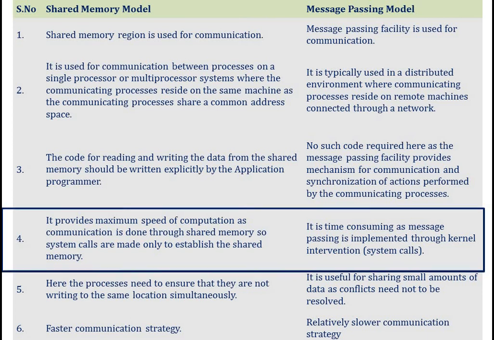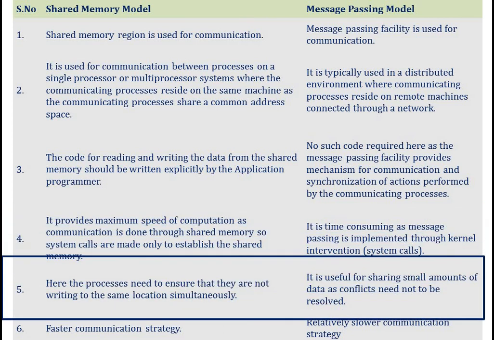That's why processes need to ensure that they are not writing to the same location simultaneously. Okay, and over here it is useful for sharing a small amount of data, as conflicts need not be resolved. So whenever conflicts are not of that much importance to resolve, in that scenario we can use message passing.